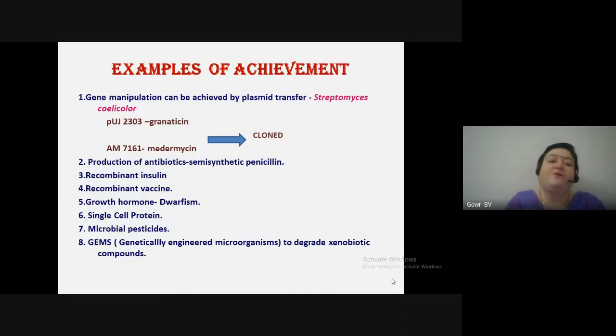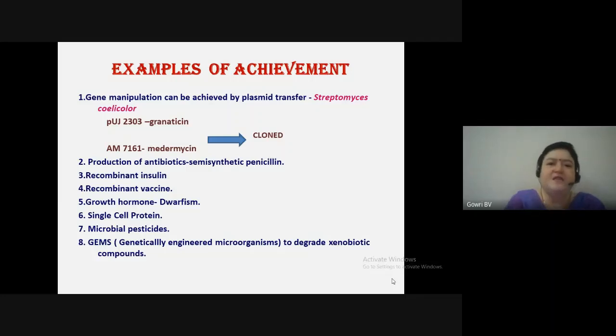To break such compounds that cannot be broken down, we use genetically modified or genetically engineered microorganisms, which you shortly or cutely call them as GEMs. So I repeat the examples of achievement: gene manipulation by plasmid transfer, production of antibiotics, semi-synthetic penicillin, recombinant insulin, recombinant vaccine, growth hormone for dwarfism, single cell protein, microbial pesticide, and GEMs.